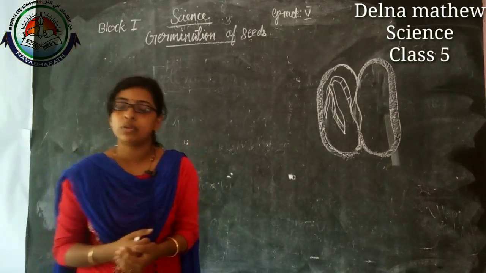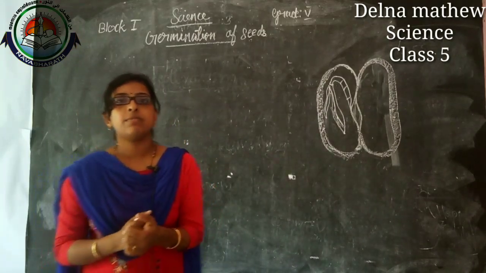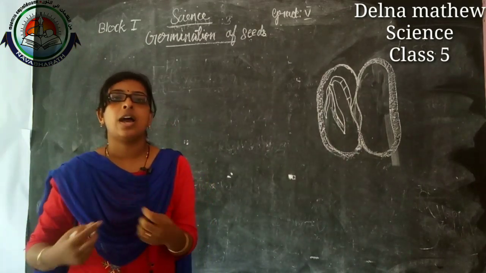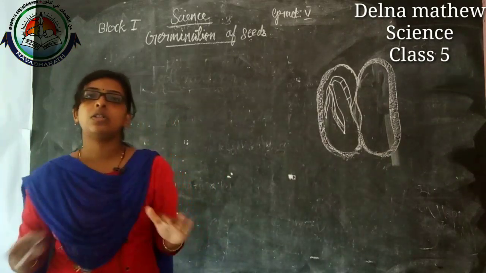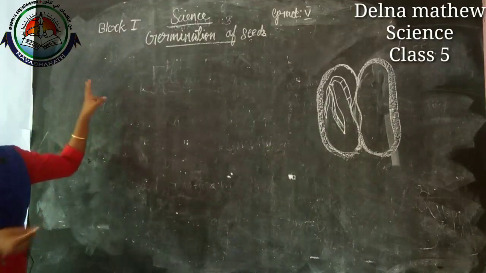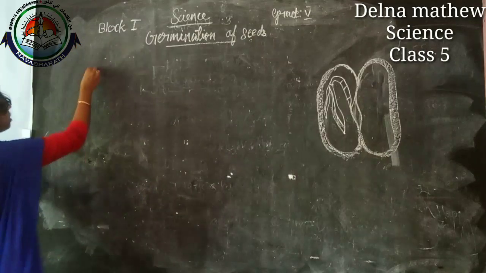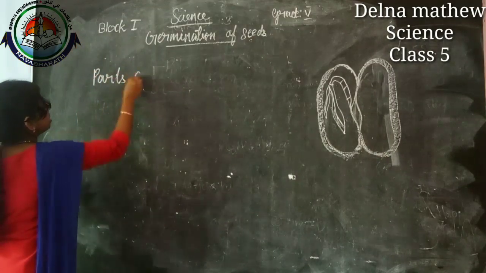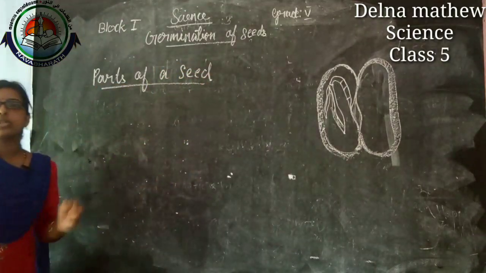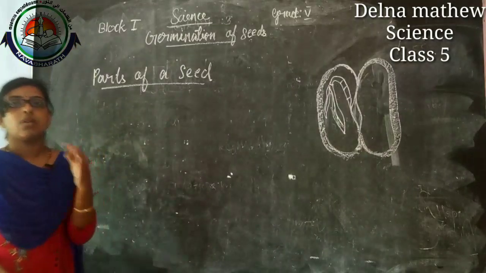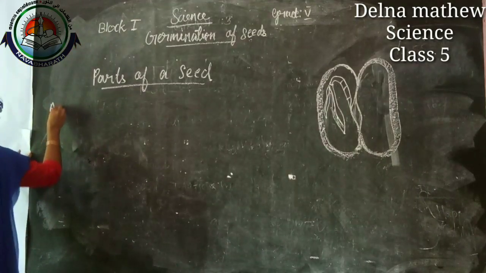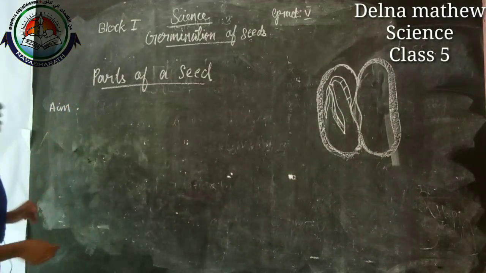So how do they produce the new plant? What are the main parts of seeds, how can they produce the new or young ones, and what stages does it go through? All these things we are discussing in this chapter. Our first block is parts of a seed. In this lesson, we are mainly going to study the parts of a seed, and we will describe their functions.